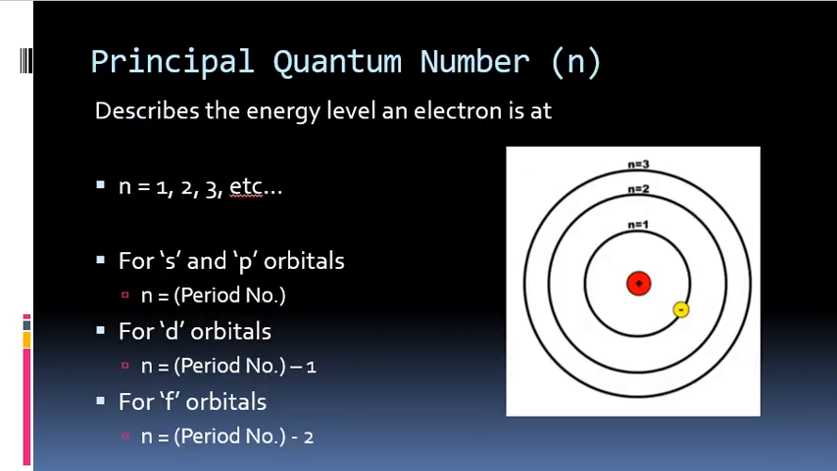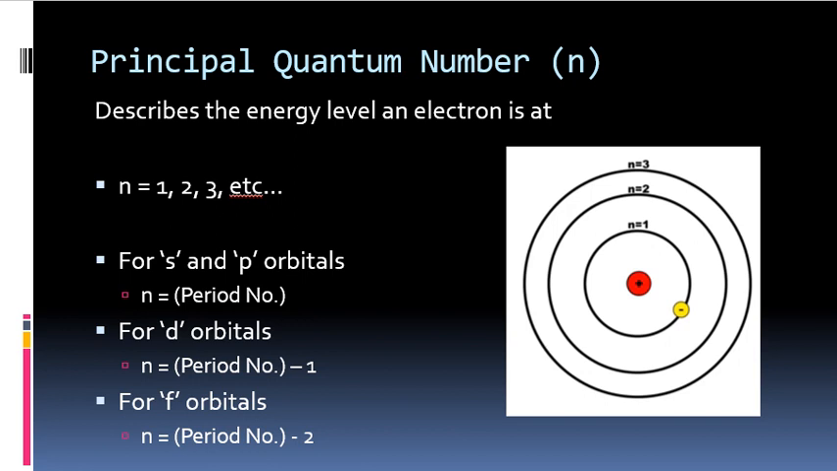Now, starting off with the first quantum number, that would be the principal quantum number, which is symbolized with the letter n. Essentially, it describes the energy level the electron is at. As you get further and further away from the nucleus, those electrons are naturally at higher energy levels. And so the value of n is a whole number. It could be 1, 2, 3, etc.